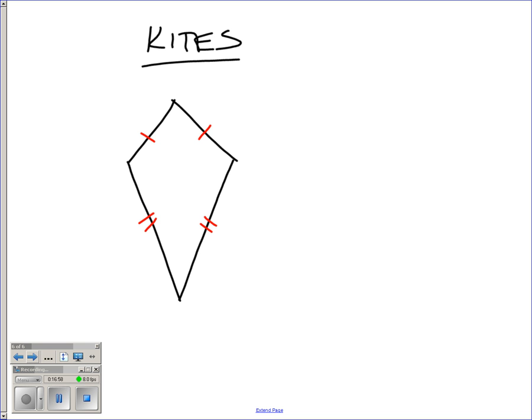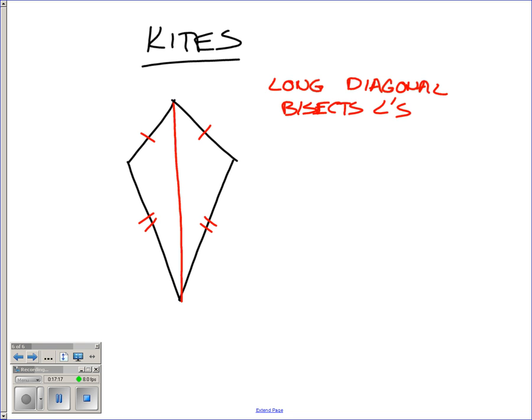All right? So let's take a look at some properties. Well, diagonals. Diagonals are always a big part of it. The long diagonal here is bisecting the angles that it hits. All right? So this top one, whatever it is, and this bottom one, whatever it is, they're not the same. Opposite angles are not congruent on the long diagonal. But opposite angles on the short diagonal, here's the short diagonal, opposite angles here are congruent.